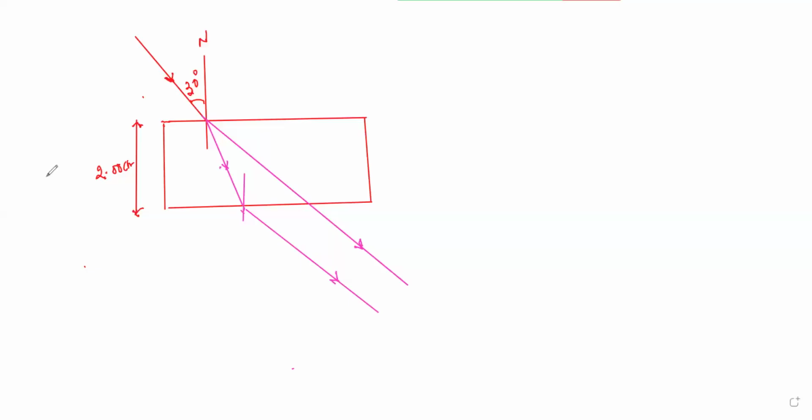So we are to determine the extent to which the original ray is displaced from the emergent ray. So this distance is what we are to calculate for displacement. Don't also forget that the same distance can also be measured from this point to this point.